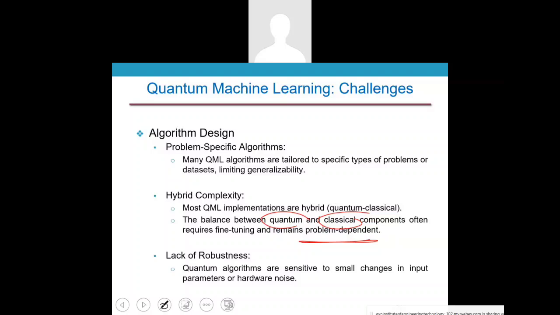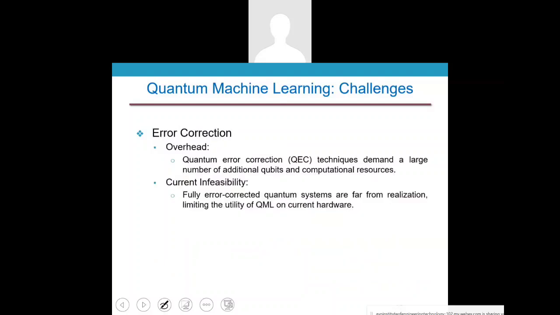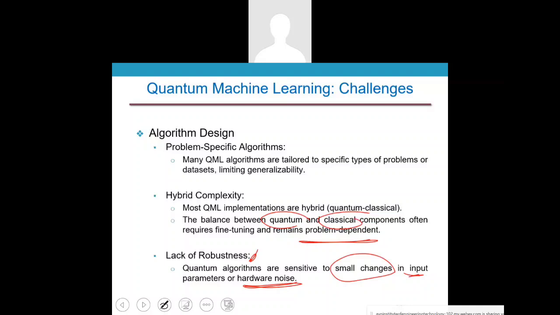Another thing missing in quantum machine learning is robustness. Quantum algorithms are sensitive to small changes in input parameters or hardware noise. If something is changed or something is missing, it automatically affects the result. That's why you need to develop robust algorithms. So this is also a research problem: design of robust quantum machine learning algorithms.